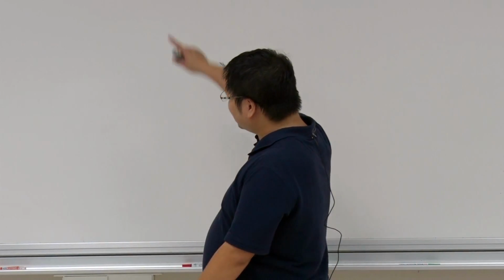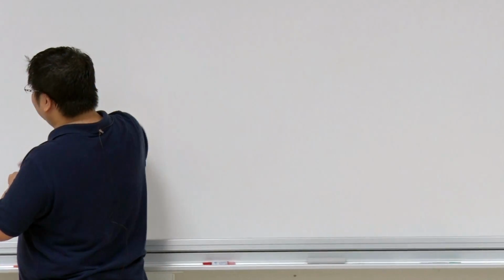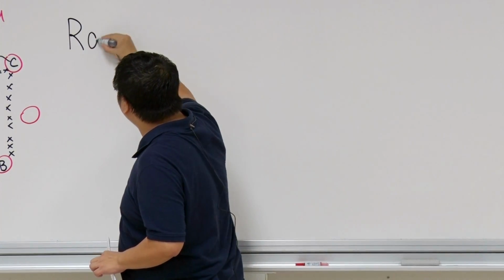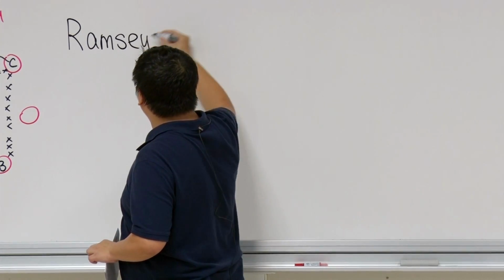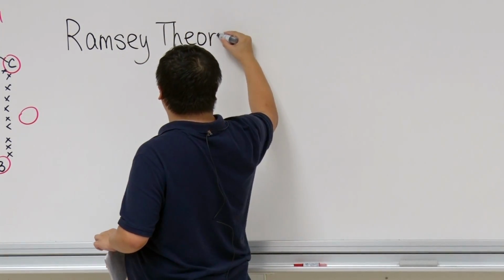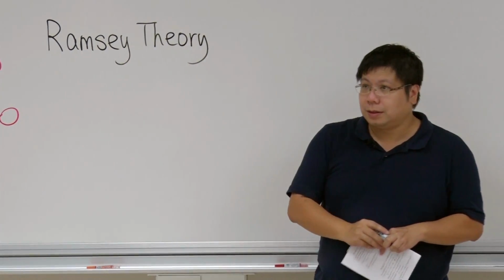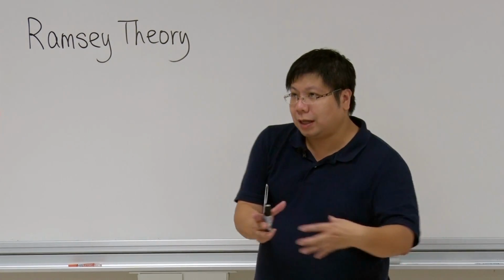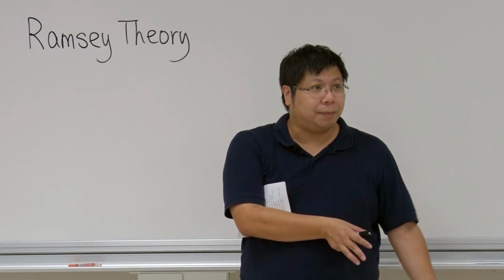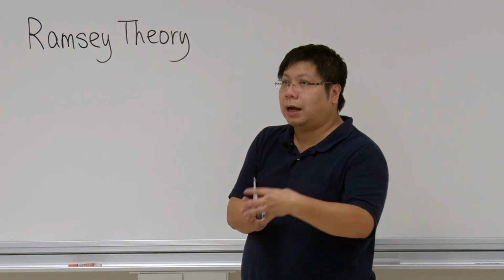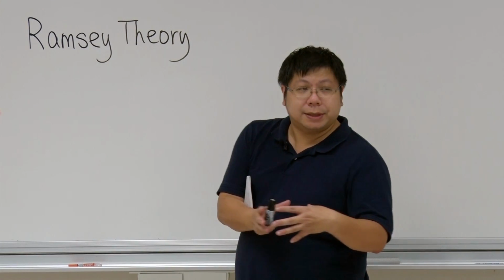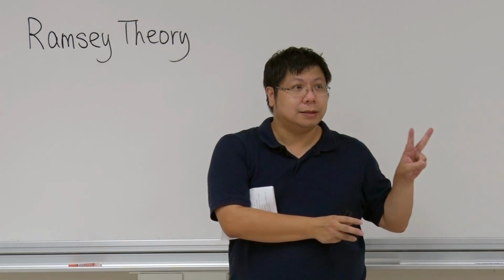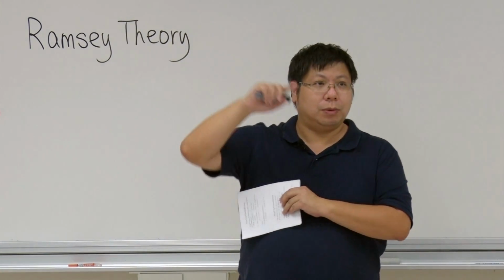So this problem belongs to a branch of mathematics called Ramsey theory. Basically, we want to find out the minimum size of a structure that you need to look at so that it guarantees something to happen. Here, the structures we are looking at are complete graphs. So what is the minimum size complete graph that guarantees that if the edges are colored in 2 colors, a triangle of the same color will appear?